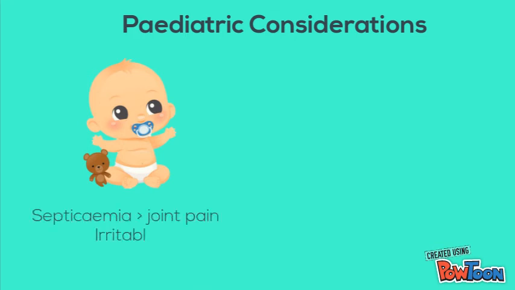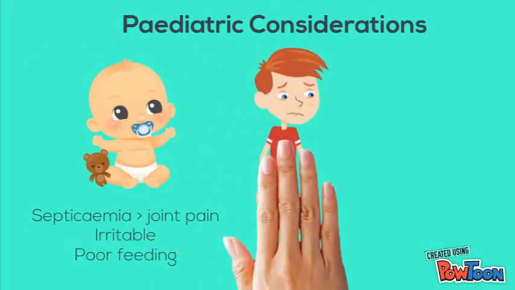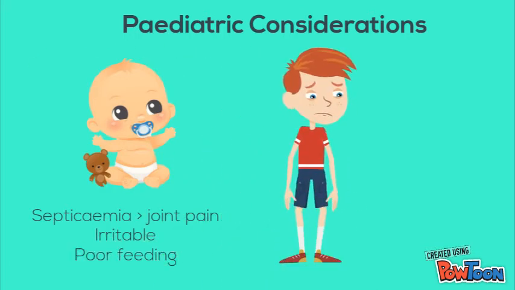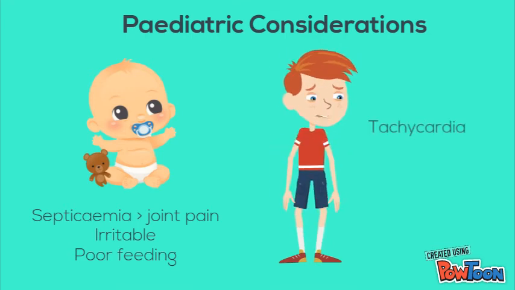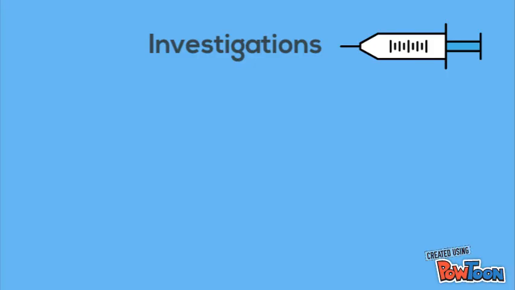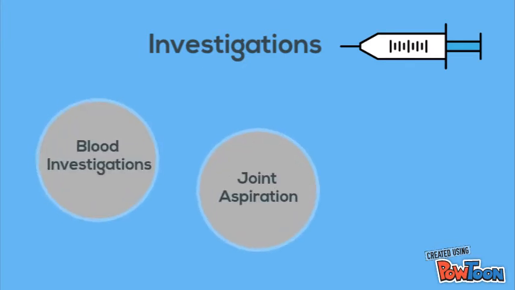The baby is irritable and refuses to feed. It is important to not miss concomitant osteomyelitis in an adjacent bone end. With both neonates and children, check for tachycardia and a fever. Key investigations needed to make a diagnosis are bloods and a diagnostic joint aspiration.